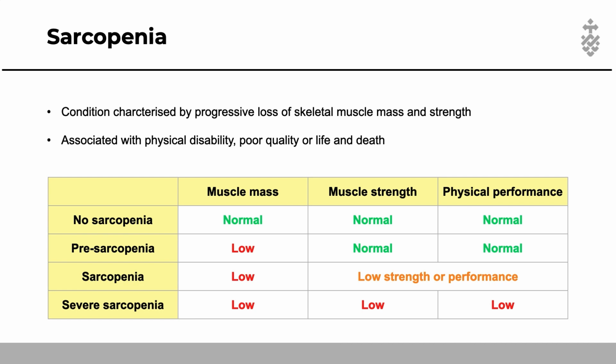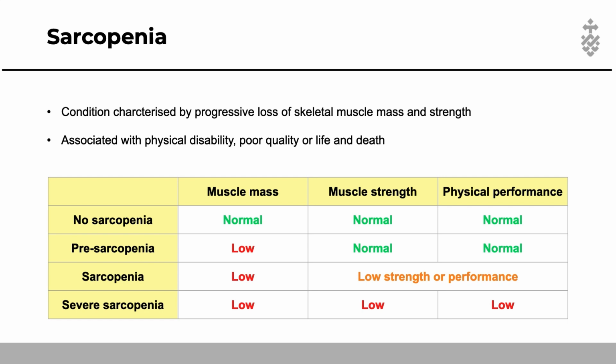So sarcopenia is characterized by the progressive loss of skeletal muscle mass and strength. And it has a really big impact, obviously on exercise capacity, but also on an individual's ability to carry out just normal activities of daily living. It's also been highly associated with physical disability, poor quality of life, and even death. So this table shows the conceptual stages of sarcopenia. So there's no sarcopenia, pre-sarcopenia, and then of course severe sarcopenia as well.